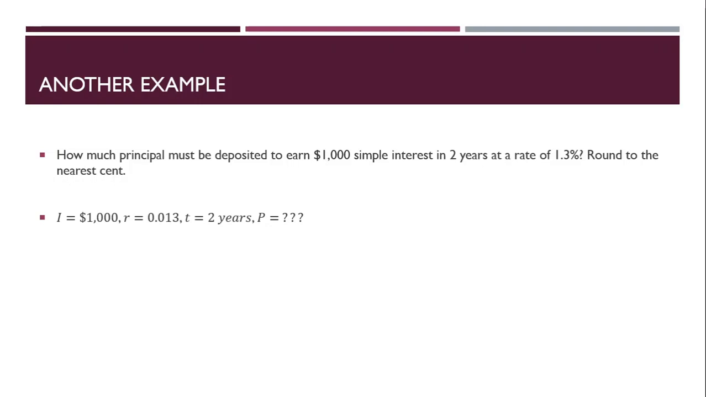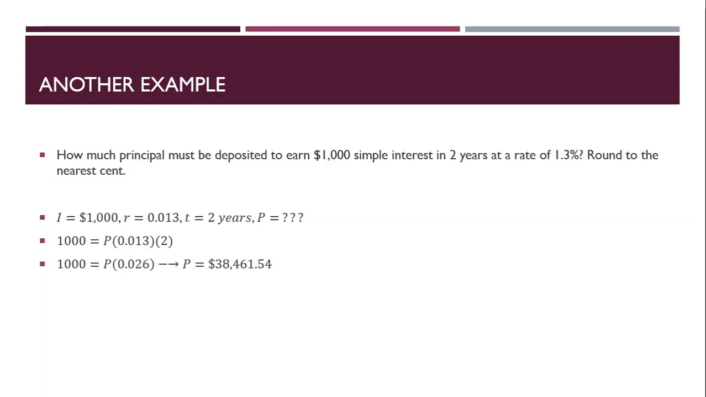So our I, we want to earn $1,000. Our rate as a decimal is 0.013. And our time is 2 years. And again, we don't know what P is. We want to solve for P. So we put that into our I equals P times R times T equation to get 1,000 equals P times our rate times our time.